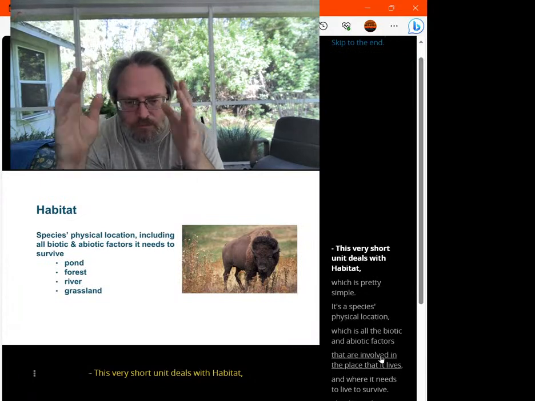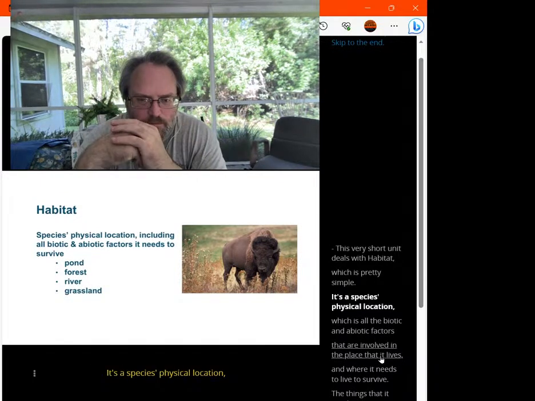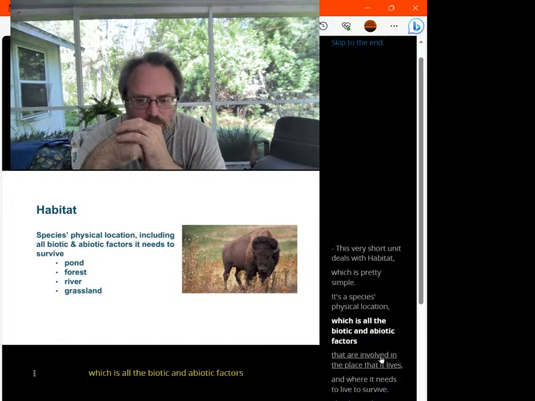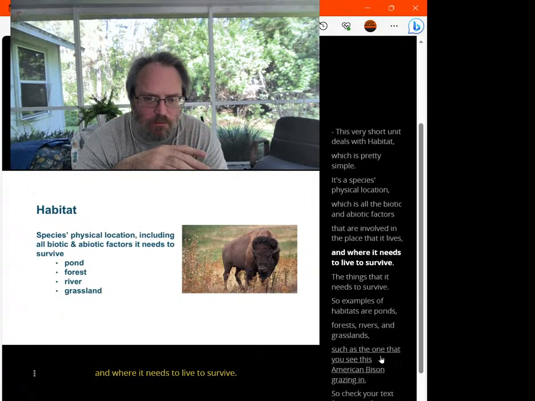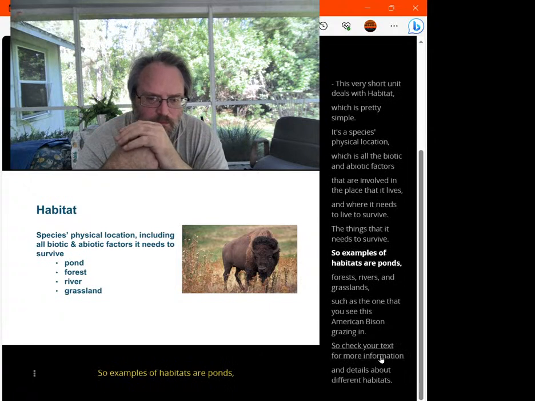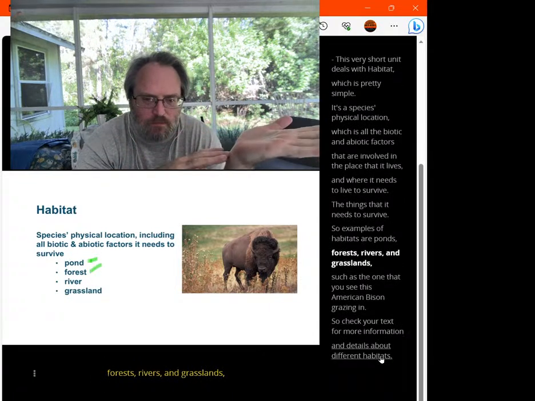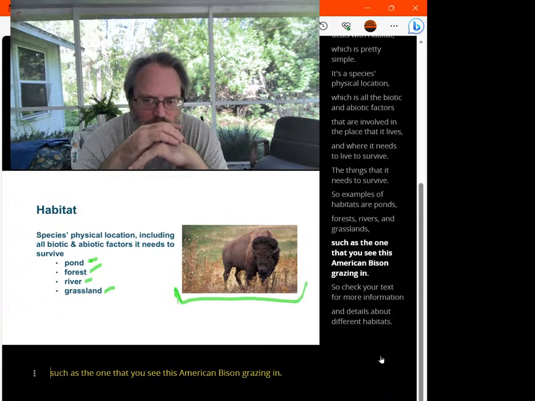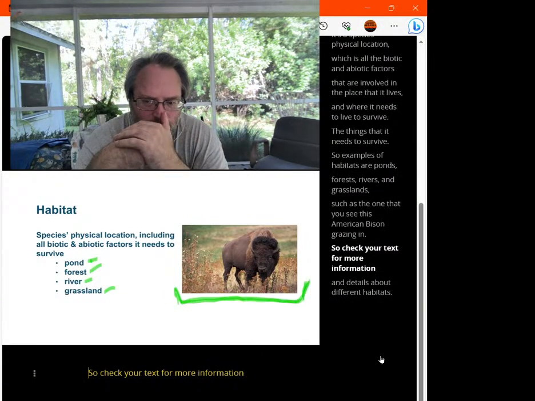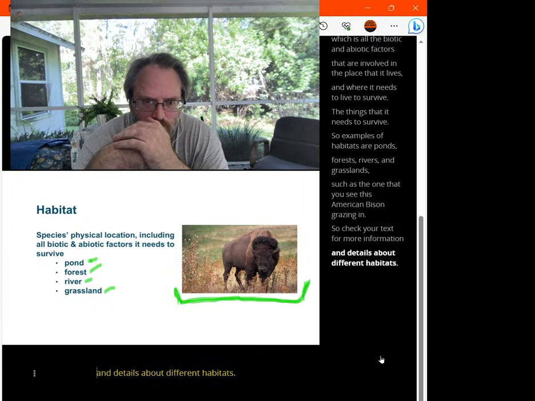This very short unit deals with habitat, which is pretty simple. It's a species' physical location, which is all of the biotic and abiotic factors that are involved in the place that it lives and where it needs to live to survive, the things that it needs to survive. So examples of habitats are ponds, forests, rivers, and grasslands, such as the one that you see this American bison grazing in. So check your text for more information and details about different habitats.